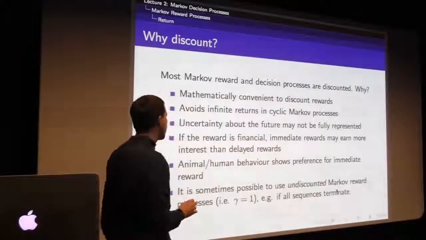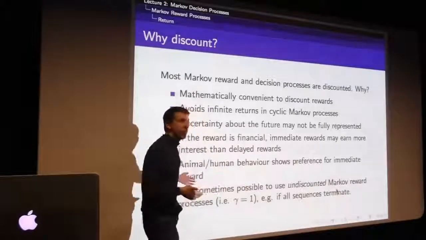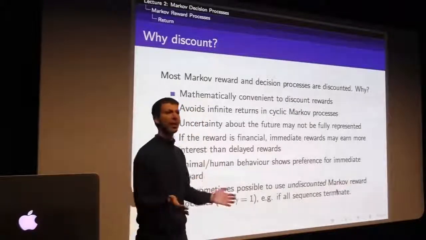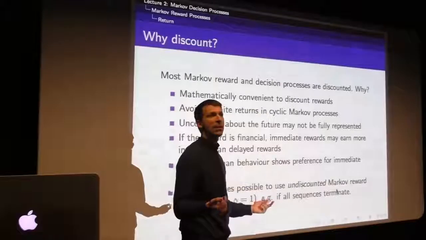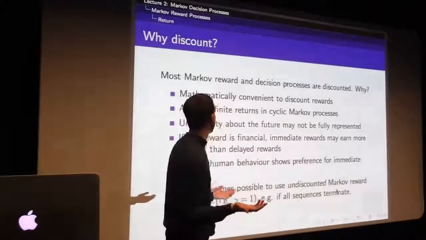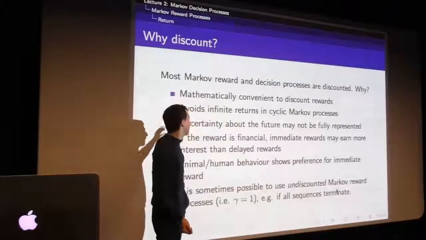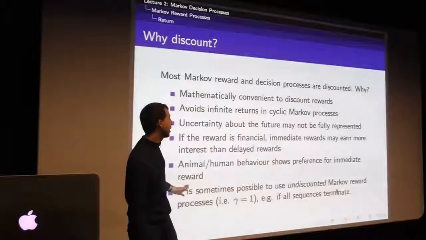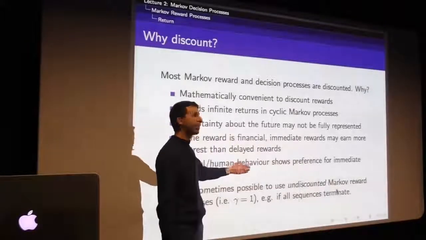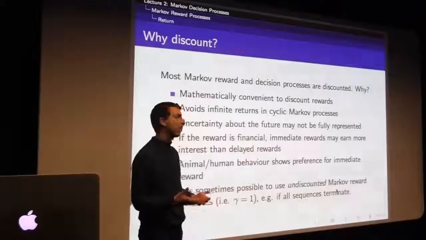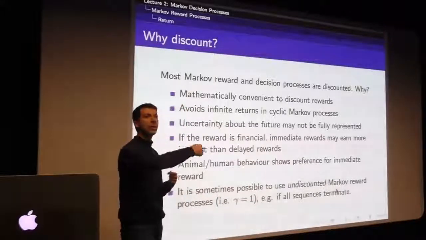And finally, I just wanted to mention that if you don't agree with these points, which I think is perfectly legitimate to say, well, hey, look, the problem I care about really is artificial to introduce a discount factor. I'm only doing it to make it convenient. There are alternatives, and there's undiscounted Markov reward processes. The simplest case being where we know that all sequences terminate.